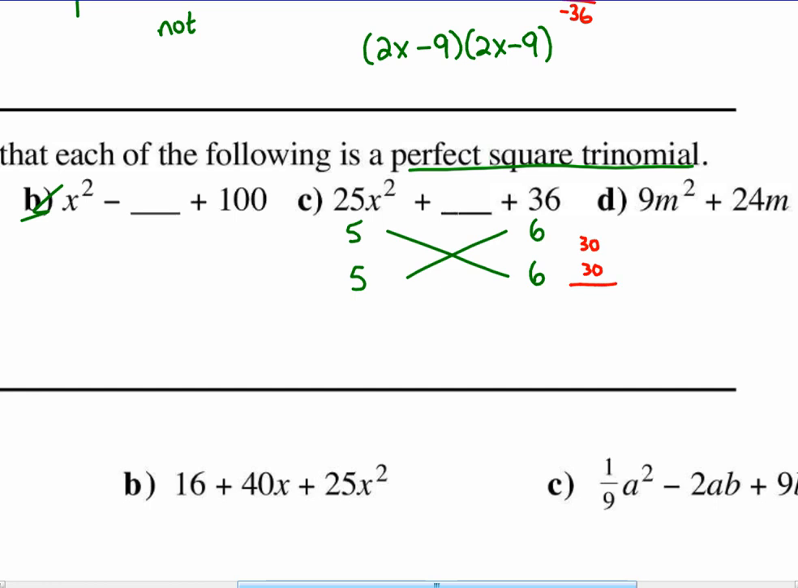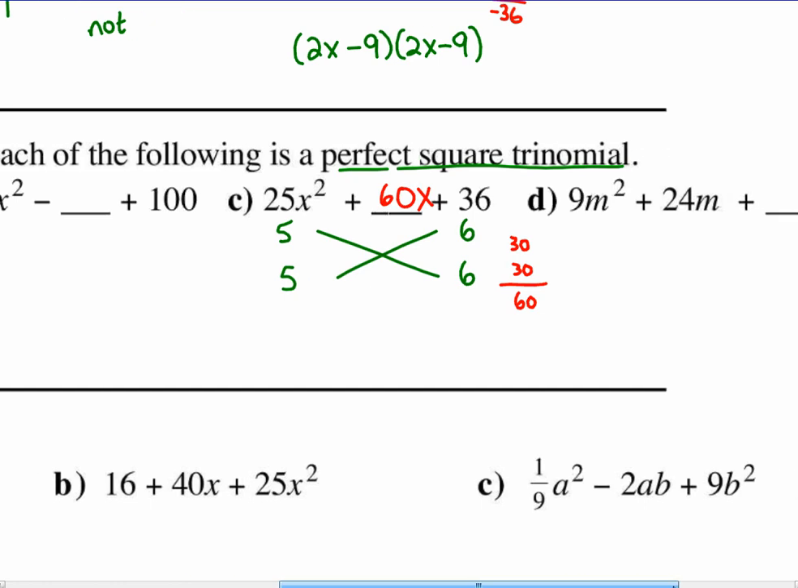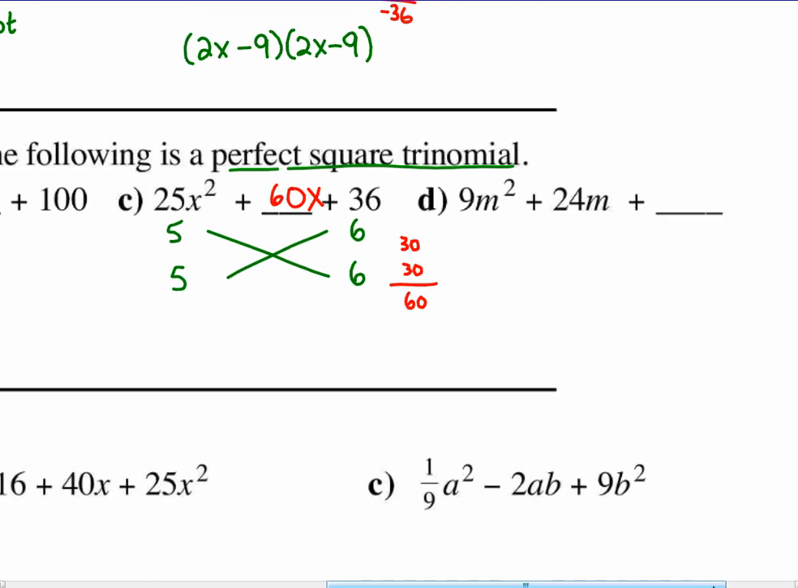So the middle term would be double of it. So double, 60x. It'd have to be 60x. Right? This times this, double. Because of the same, a 30 and a 30, that's why it's double. So this was a perfect square. What would the 9 have to be?